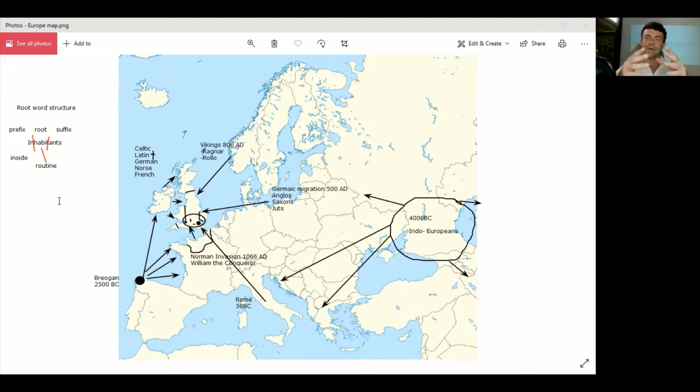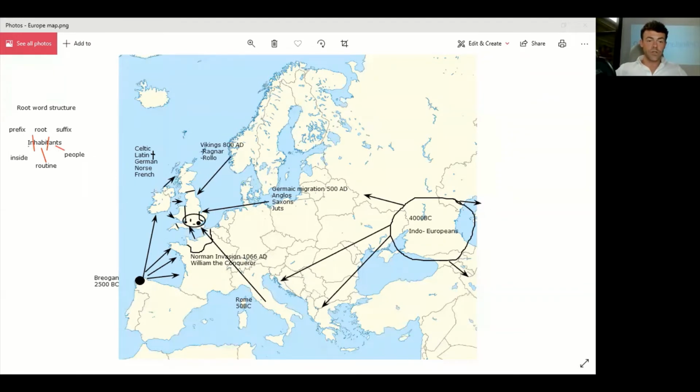Now we can see a similarity with Spanish and Italian. In Spanish, the suffix is antes. In Italian, antis. In English, ants. This means people. So now that we have the three parts of the word, the prefix, the root, and the suffix, we can figure out what they mean. So let's check it out.